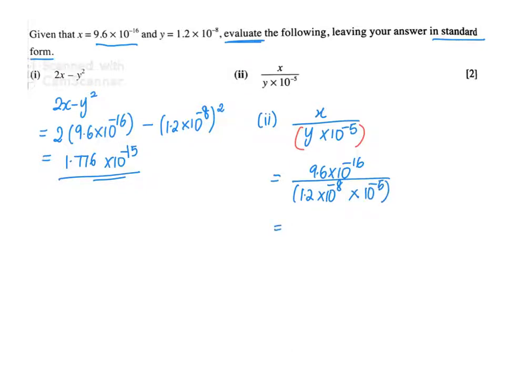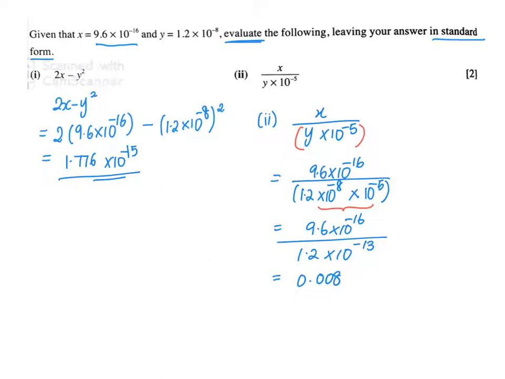Now let's take a look at this part of the question. What is the total power over here? I have 10 to the power negative 8 and 10 to the power negative 5. When I have multiplication, the powers add together. So in this case, I will get a total of 1.2 times 10 to the power of negative 13. And then use the calculator to calculate this value. I can either use my scientific mode or my normal mode. So in this case, using the normal mode, I will have this answer.